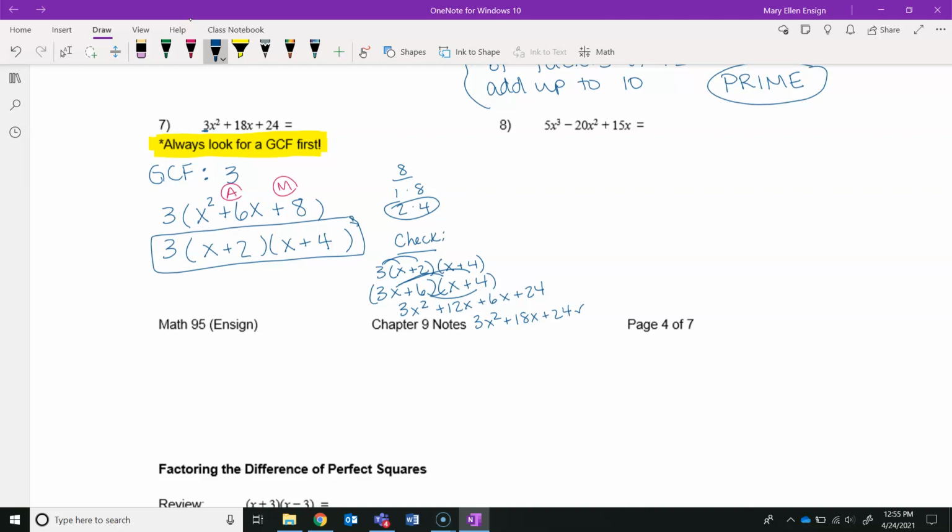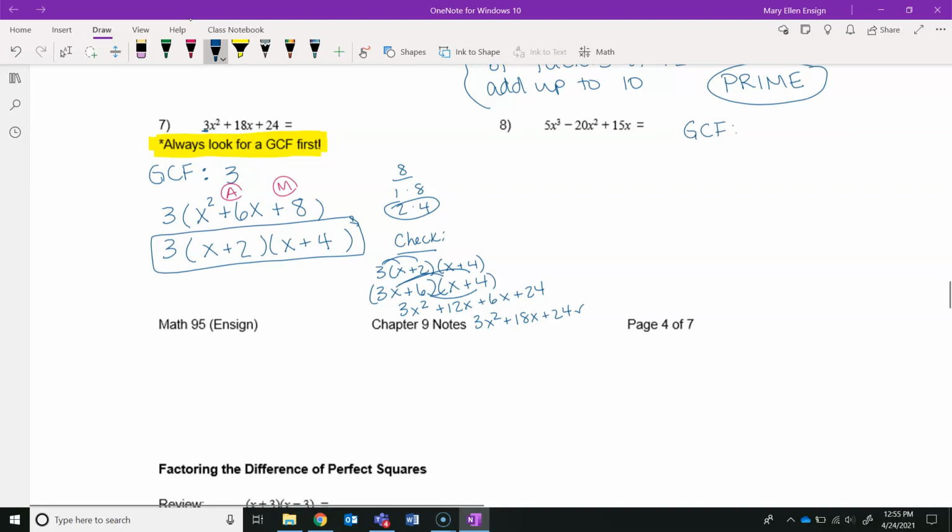Okay, next one, number 8: 5x cubed minus 20x squared plus 15x. This really doesn't look like the kind we've been doing, okay? And sometimes, when you have a number in front of here, it won't be the kind we're doing. We'll get to those in a minute. But we always want to pull out a GCF, and sometimes we're surprised by what's hidden in there.